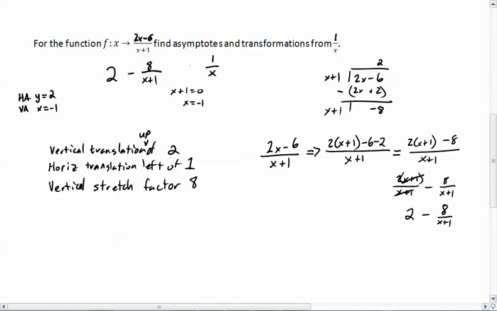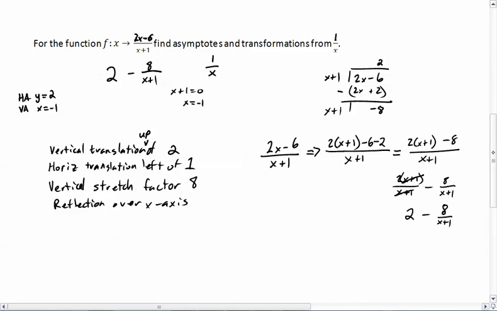There's a negative on the outside. Now remember, a negative on the outside will be a vertical flip or a reflection over the x-axis. So reflection over x-axis.